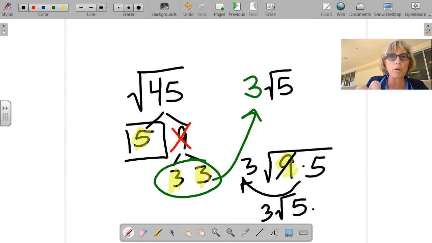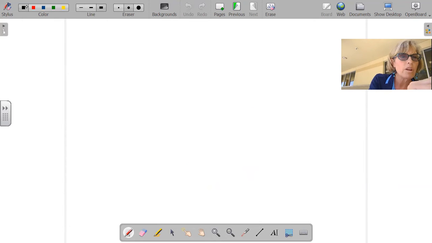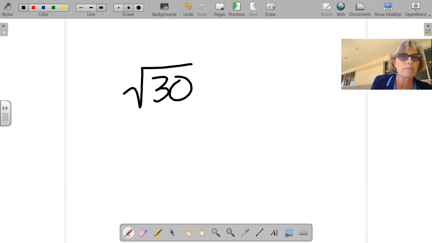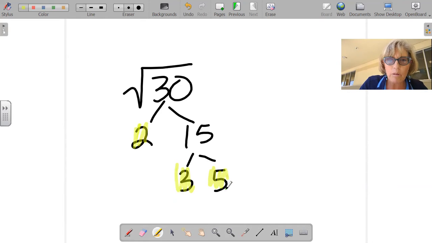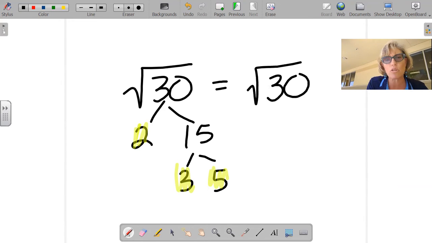Let's try another one of those. Here we have the square root of 30. Factoring. Okay, look closely. We look at our leaves. Nobody has a date. Guess what? You're done. You can't simplify square root of 30. It stays square root of 30.